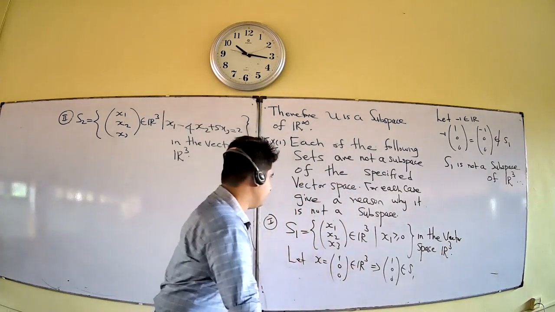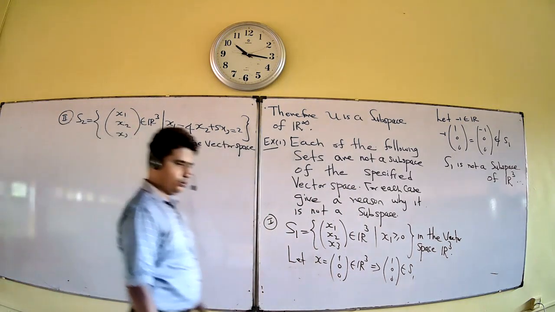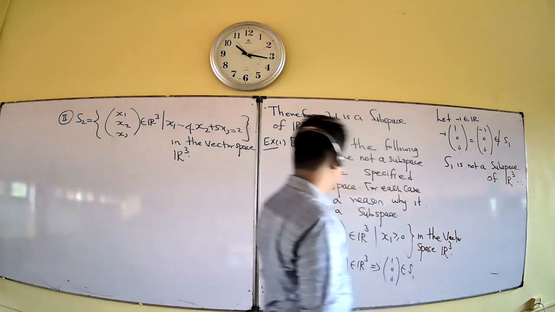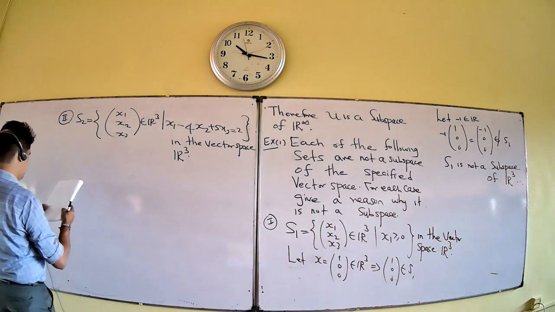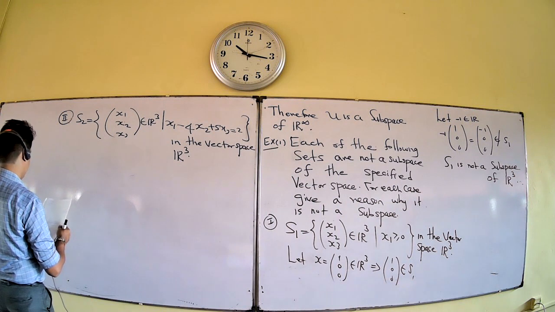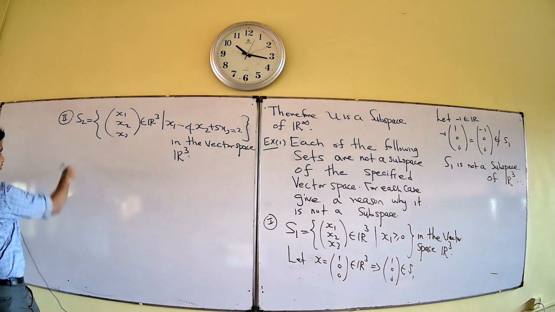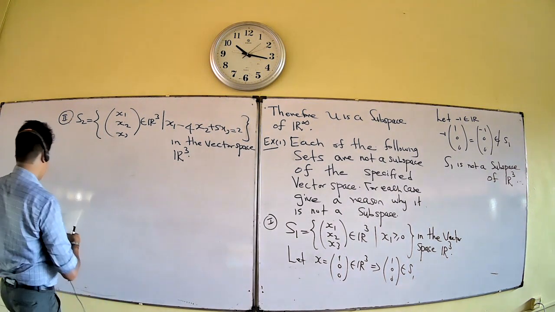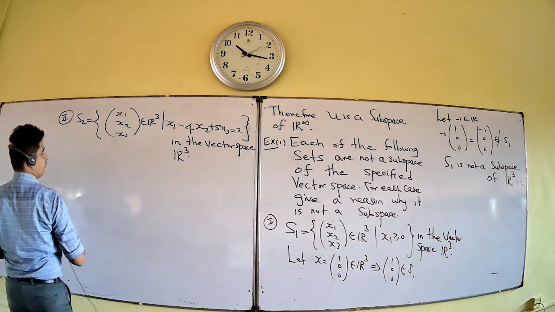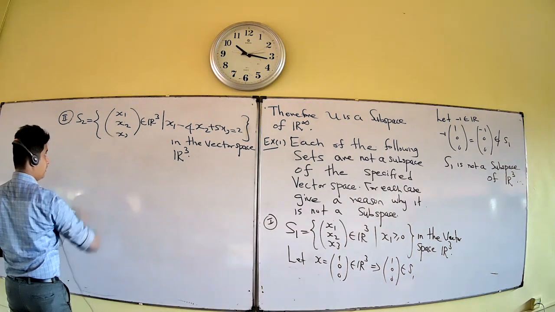So you want to show that it is not a subspace, no? It is not a subspace. So you want to check, because for a subspace you have three conditions. If at least one is false, then you can say that it is not a subspace.